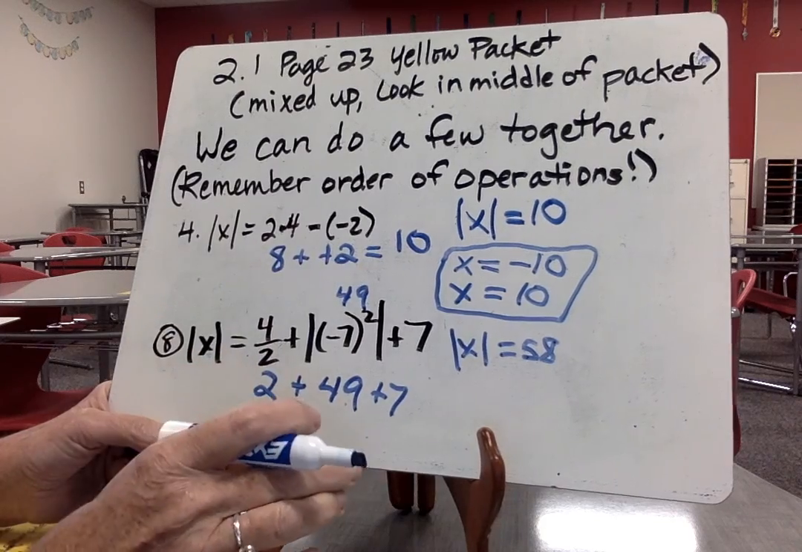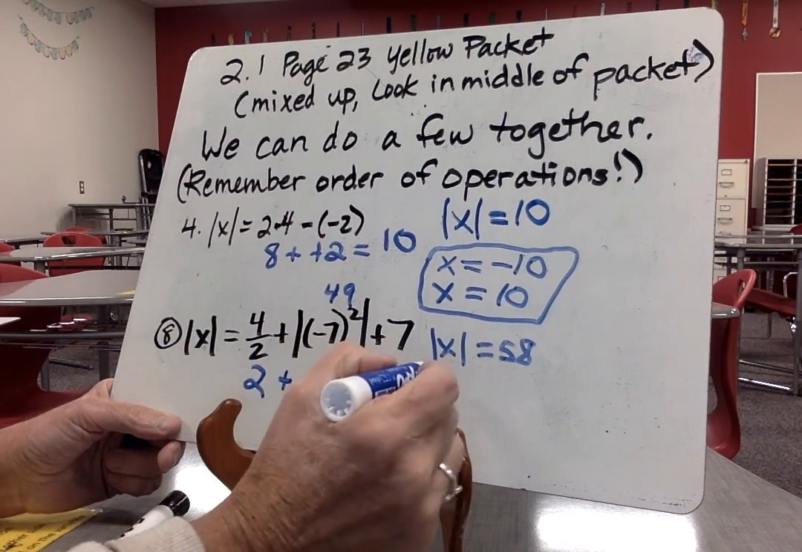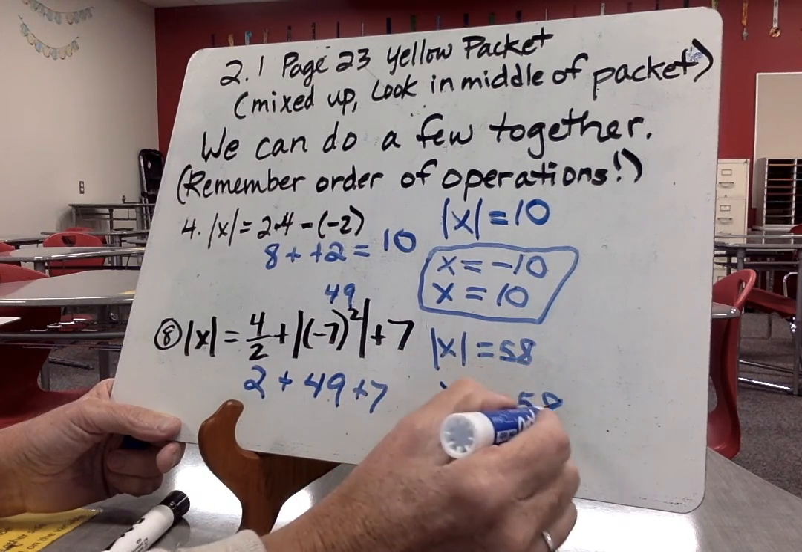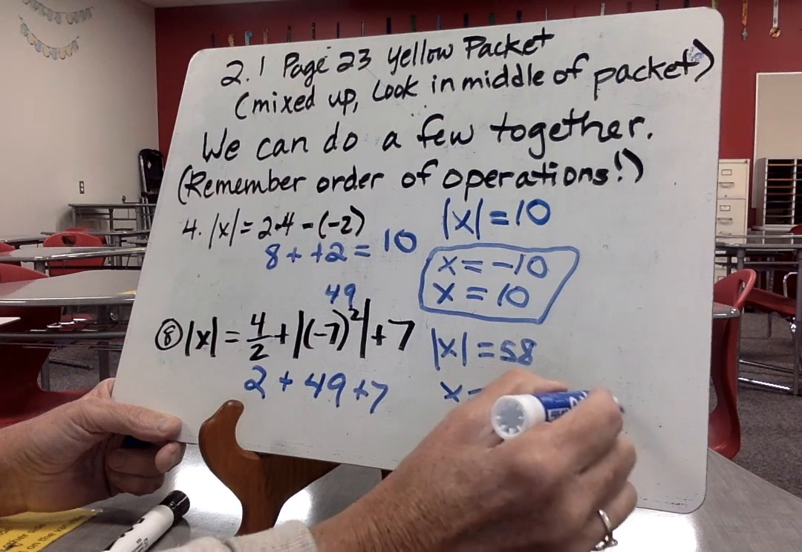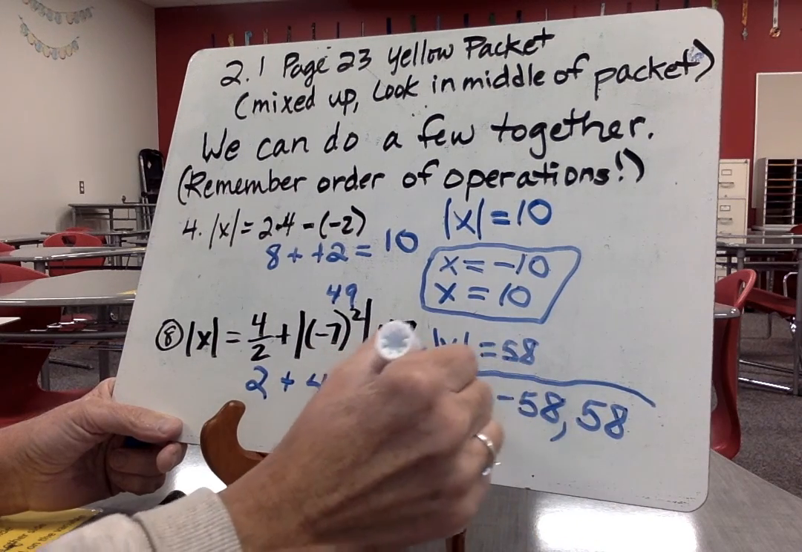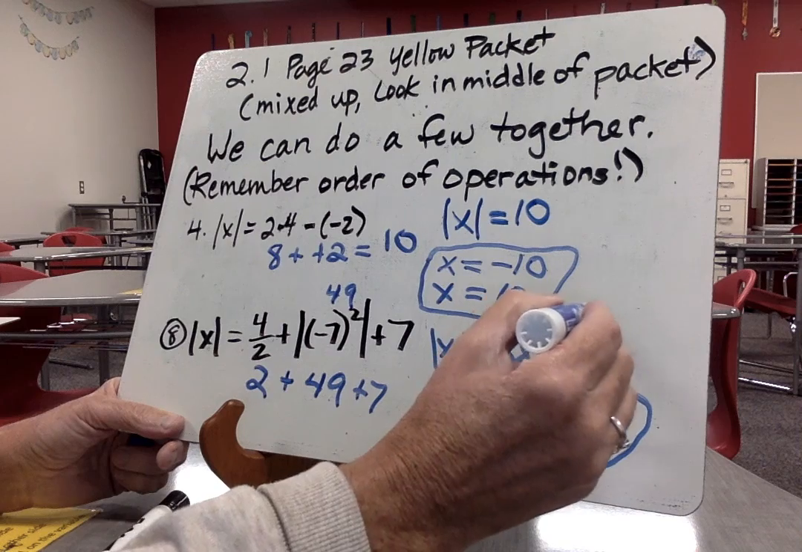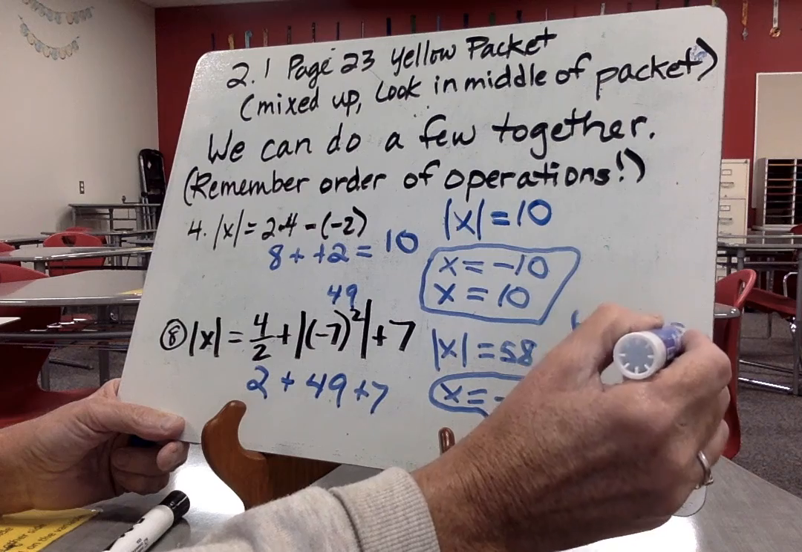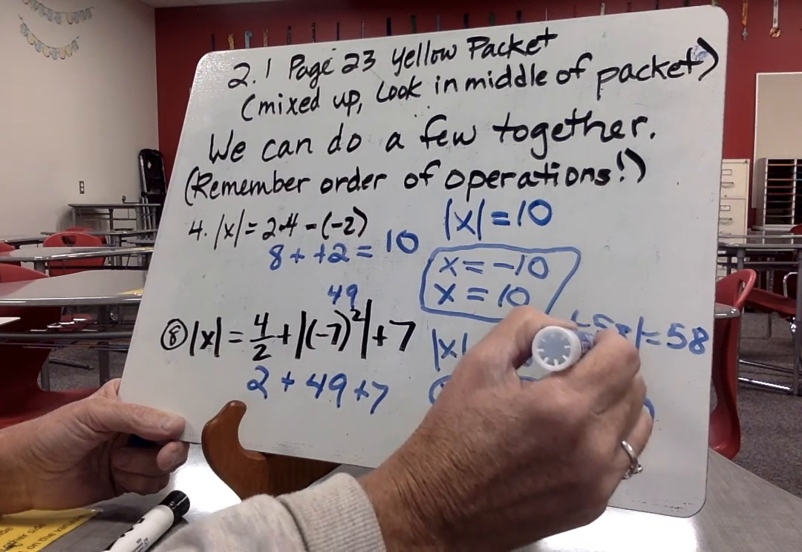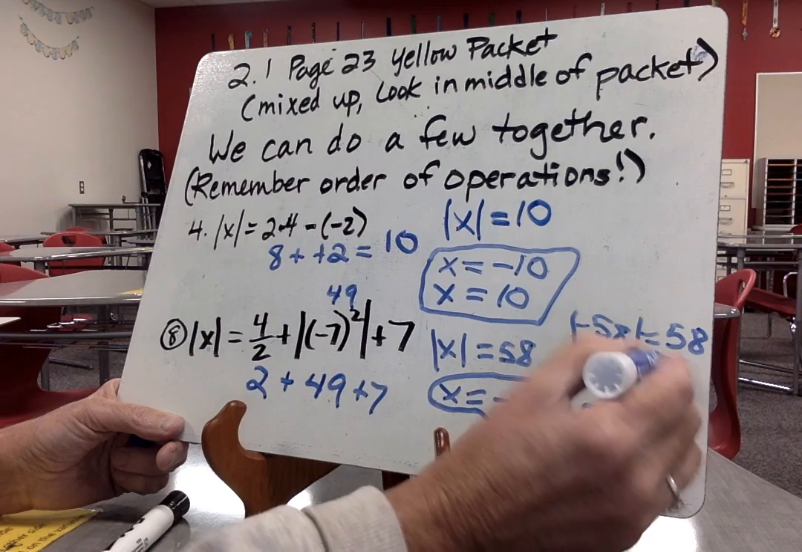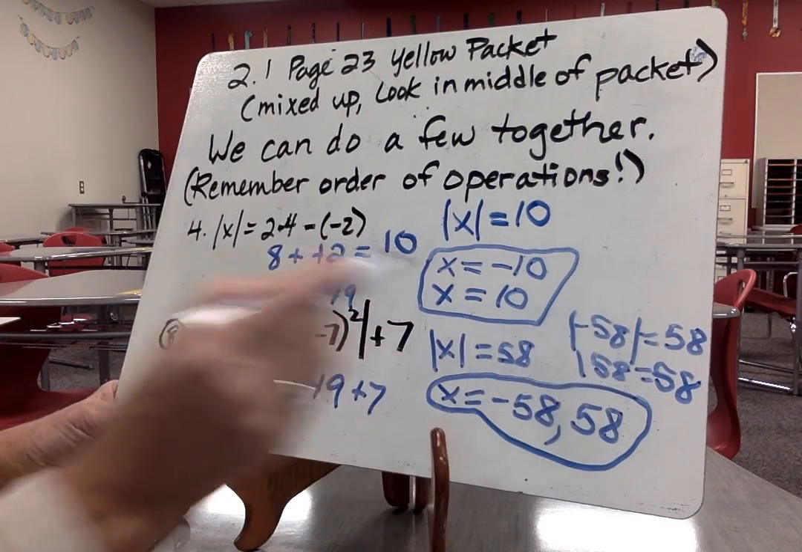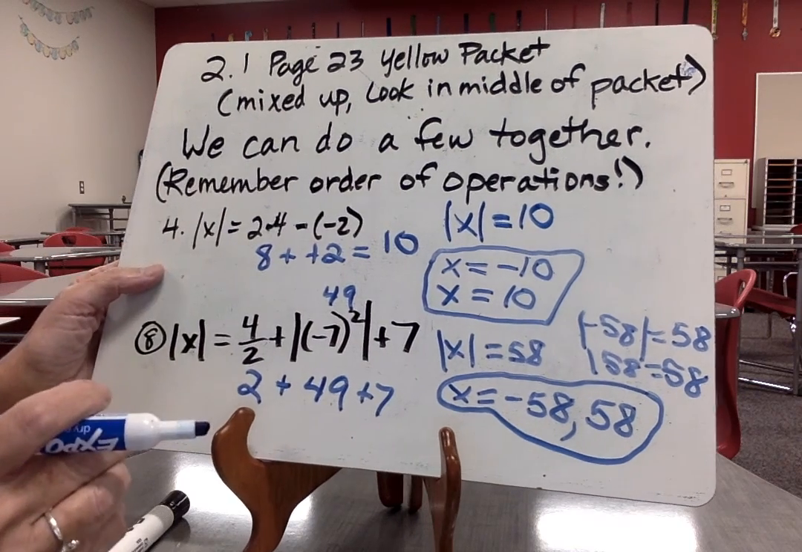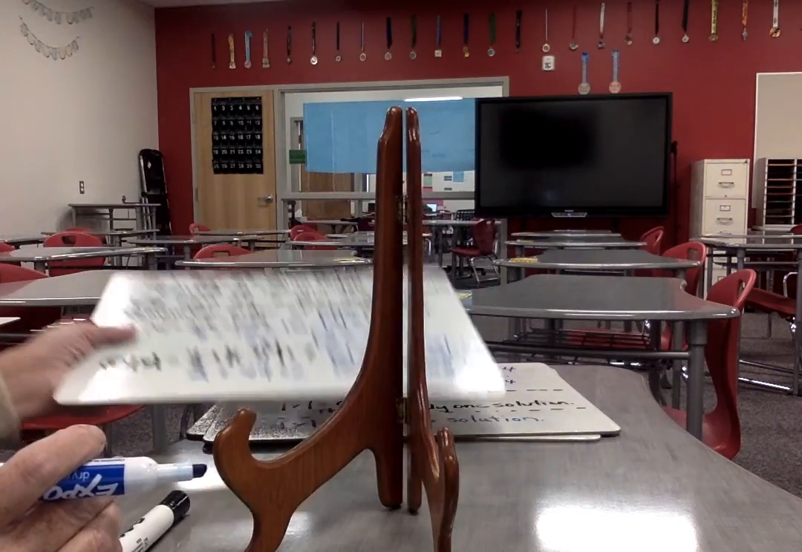Now, is 58 positive? Yes. Now, what can x be? Well, x can be either negative 58 or it could be positive 58. So either of those answers work, because if I put negative 58 in absolute values, it equals positive 58. And absolute value 58 also equals 58. And that's what we want the solution to be. Okay, we'll do one more difficult one, and then we'll let you work on it on your own.